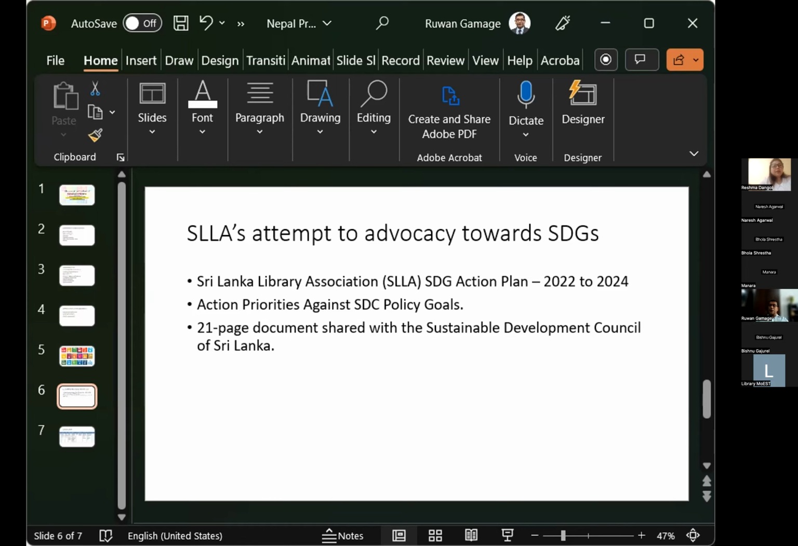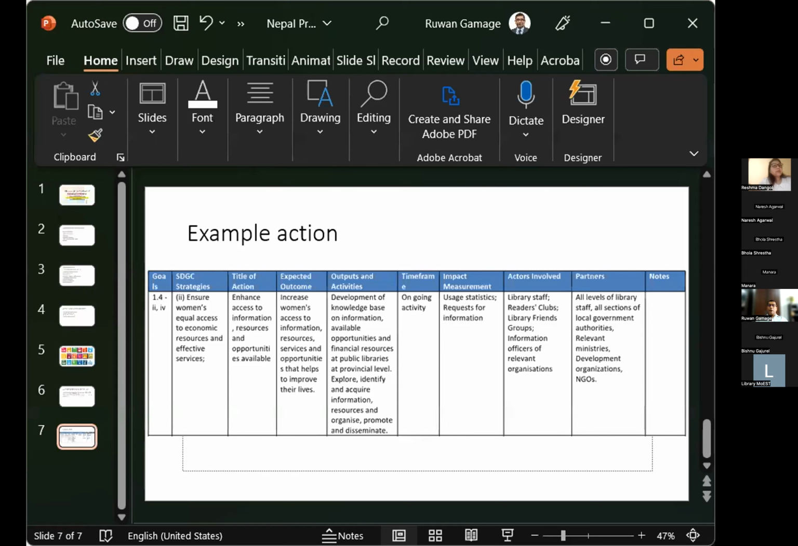Of course, IFLA is working towards SDG achievement, and it is promoting it. Actually, the Sri Lankan SLLA also was influenced by the activities of the International Federation of Library Associations and Institutions, IFLA. And I'm giving just one example from this action plan. This is an extract of the action plan. Since this is not a public document, I'm not sharing it, but as I said, we are making some revisions to this.